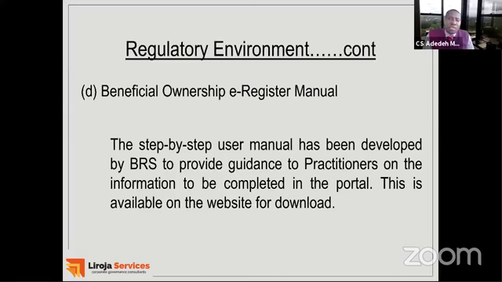Now, there is a beneficial ownership register manual, which is a step-by-step guide developed by the eCitizen team. It's downloadable from the BRS website. We will also include this in the folder that we will share with you. It has two sections. The first section deals with how you go about adding beneficial owners when you are registering a new company. Part two of it deals with those companies that already exist.